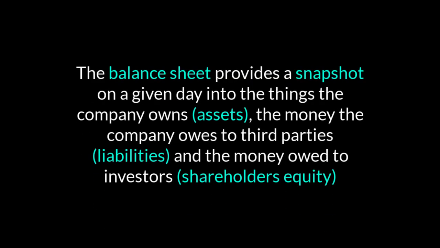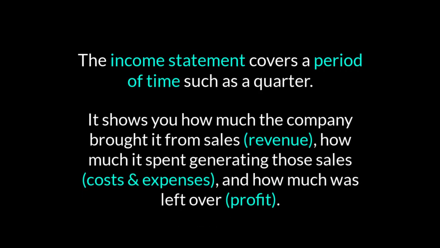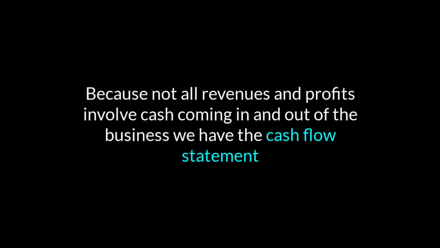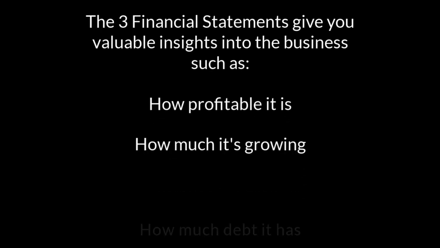Let's summarize. The balance sheet provides a snapshot on a given day into the things the company owns, called assets, the money the company owes to third parties, called liabilities, and the money owed to its investors, called shareholder equity. The income statement covers a period of time, such as a quarter. It shows you how much money the company brought in from sales, called revenue, how much it spent generating those sales, the costs and expenses, and how much was left over, the profit. Because not all revenues and profits actually involve cash coming in or out of the business, we have the cash flow statement. It records transactions that involve cash flowing in or out of the business. The three financial statements give you valuable insights into the business, such as how profitable it is, how much it is growing, and how much debt it has.